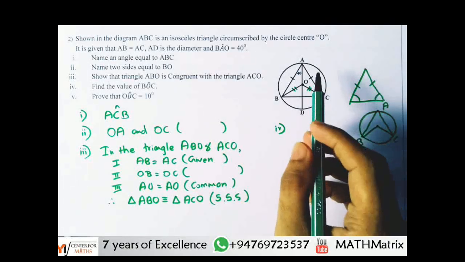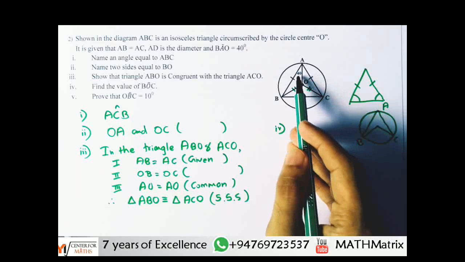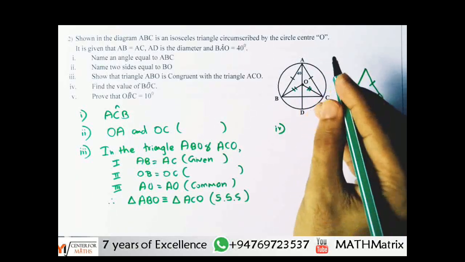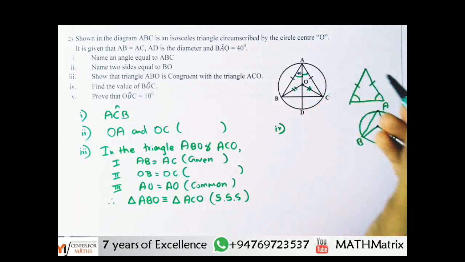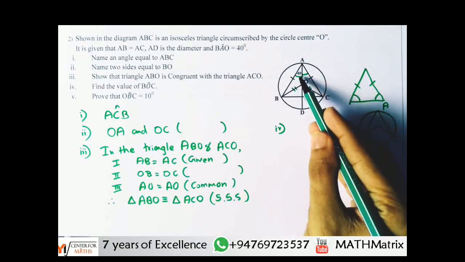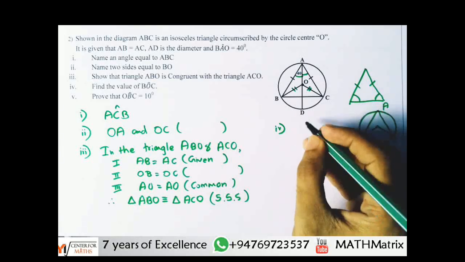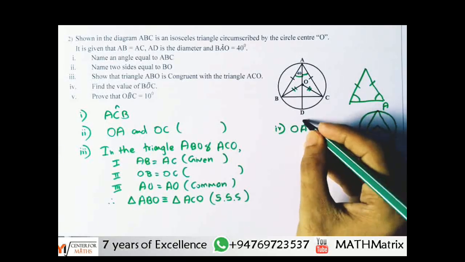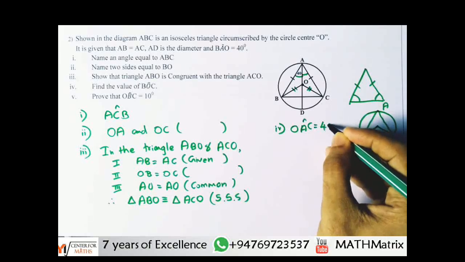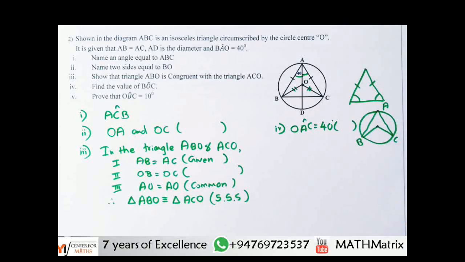Already they have said that these two triangles are congruent. If those two triangles are congruent, what can you say about the magnitude of this angle? They are both equal. Why? Because corresponding angles of congruent triangles are equal. So directly we can mark this as OAC equals 40 degrees, and within brackets you have to mark the reason: corresponding elements of congruent triangles are equal.